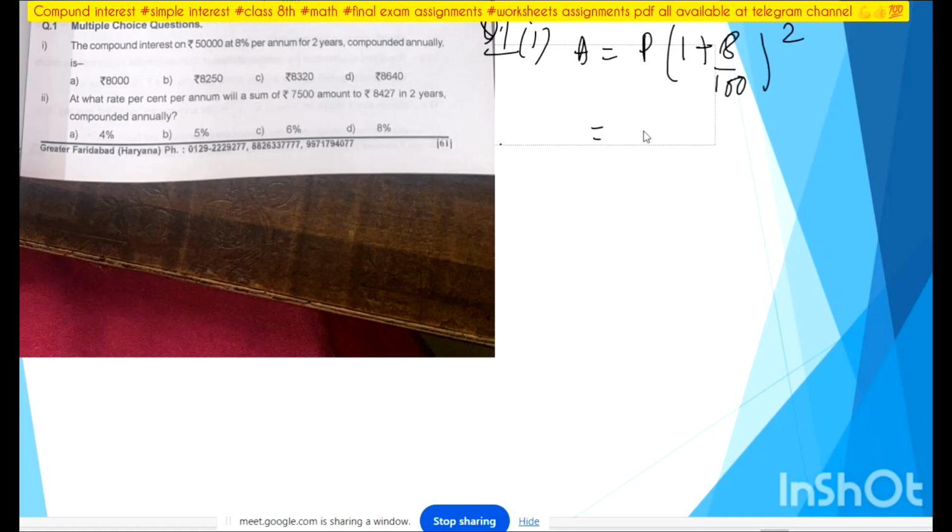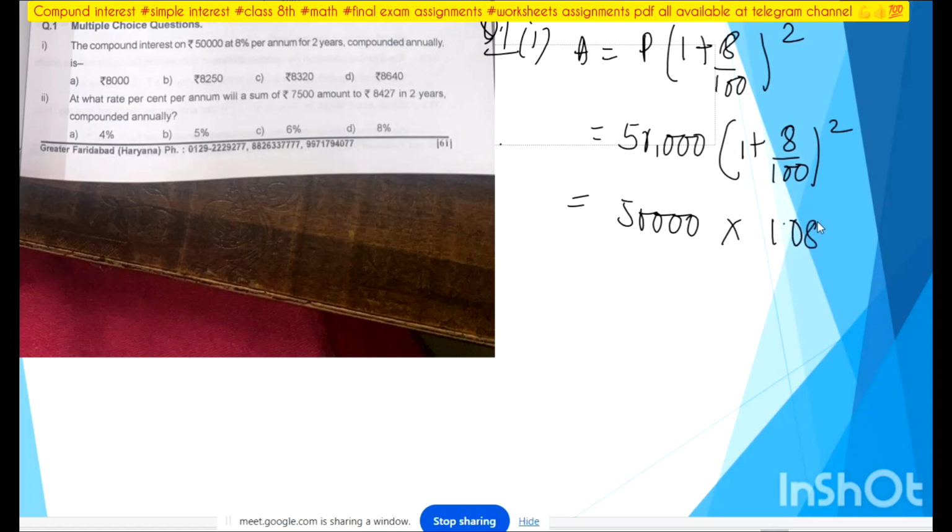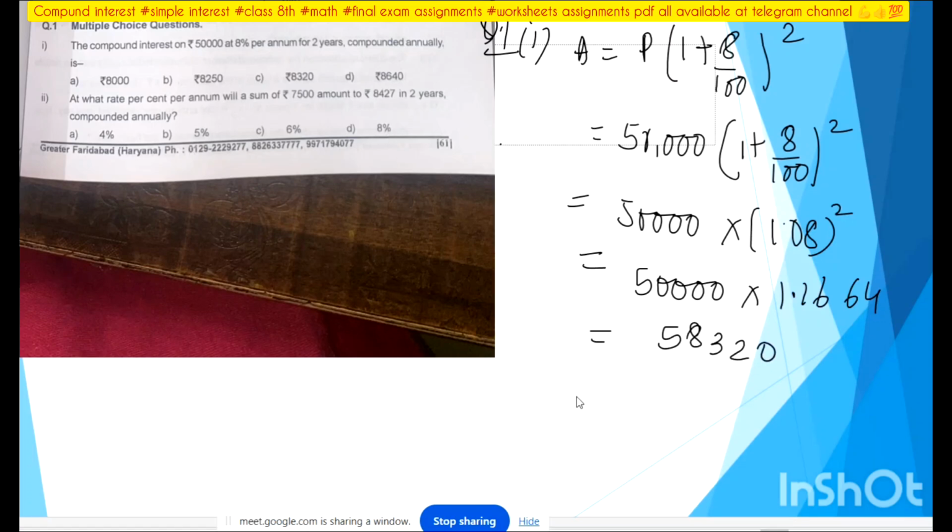So it becomes how much? 50,000, I will write 50,000 over here, into 1 plus 8 by 100 twice, right? So it becomes 50,000 into 1.08 whole square, right? So it becomes 50,000 into 1.1664, and I am getting 58,320. Now this is the amount and they are asking about the compound interest.